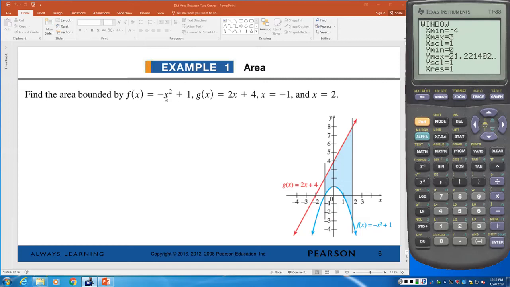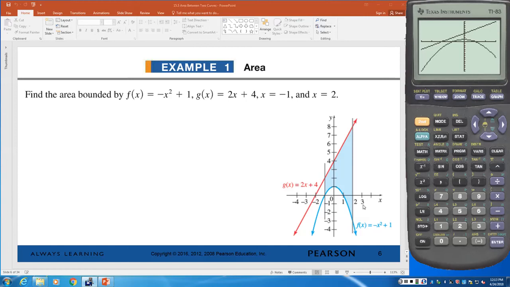So you can take a clue on what you should set your domain to by looking at what your two limits of integration are. And then you can either do zoom fit, or, since we've already got a graph, we could set the window, but I'm going to do zoom fit because normally that's the way we would do it, and then adjust the window from there to see what we think we ought to have.